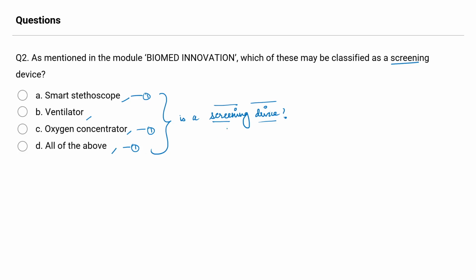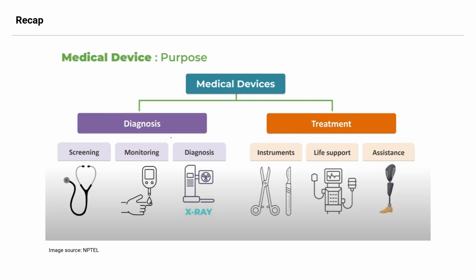Okay, what we'll do is we'll go to the next part. Just to summarize, we've got three votes and three different choices. Smart stethoscope has also been proposed as one of the options, oxygen concentrator, and, I'm sorry, all of the above. Okay, let's go to the screen validation. Now, the choices were oxygen concentrator and ventilator. Ventilator is a life support device. It is not a screening device.